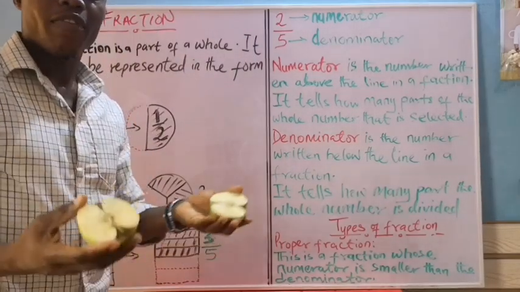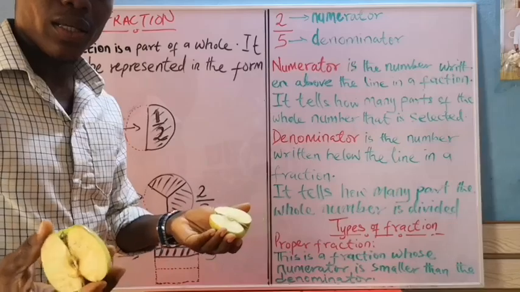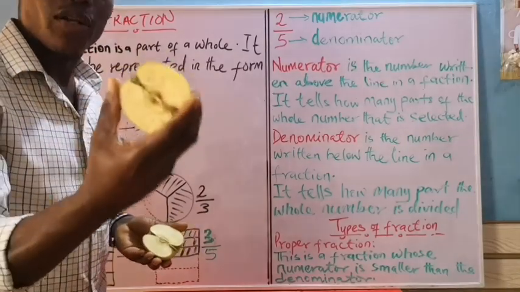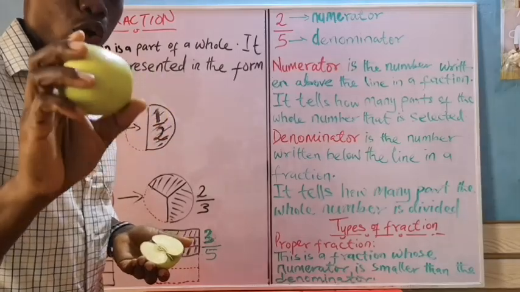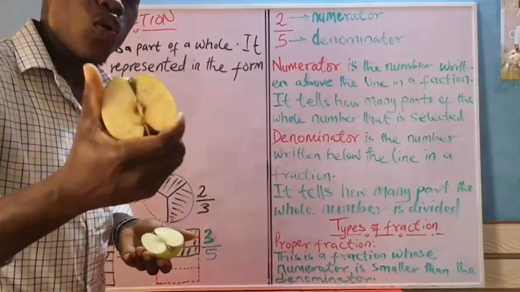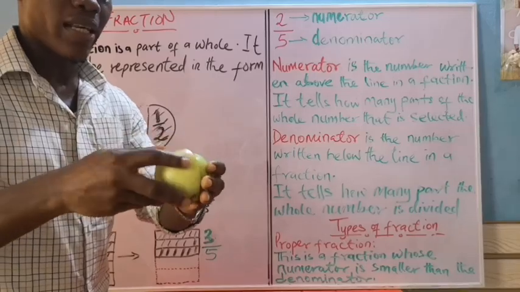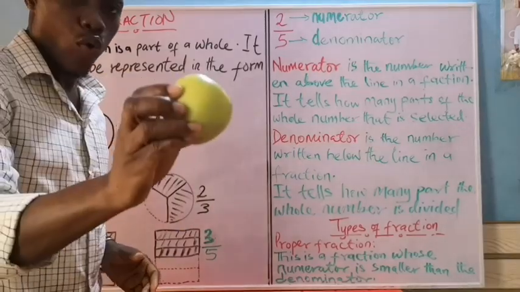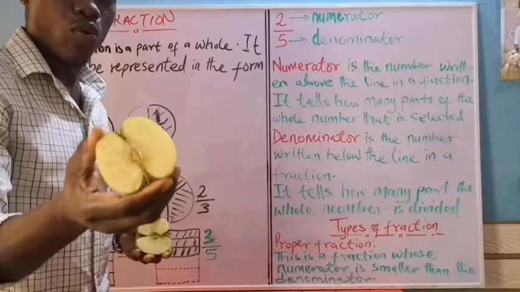Okay, I have cut the apple into two equal parts. Now, can you still call this part a whole? No, this is no longer a whole. Instead, this is only a part of the whole. If I combine the two of them again, I will get one whole. But this is only a part of the whole.